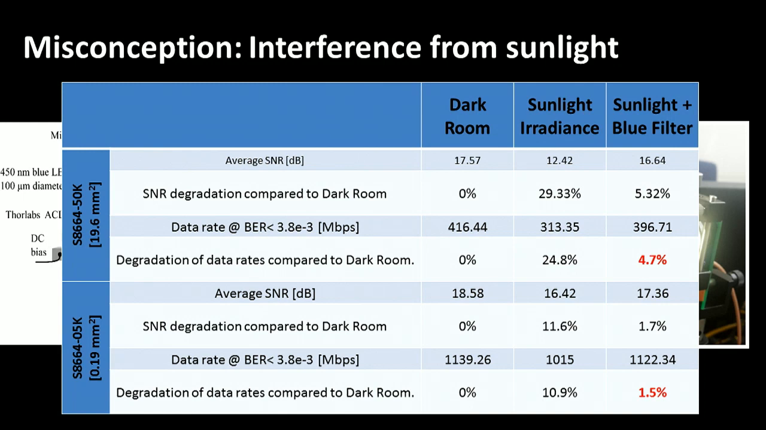The larger detector, obviously, has a larger capacitance. The data rate is naturally smaller. So the data rate dropped from 416 megabit to about 396 megabit. That's a degradation of about 4.7%. So obviously, there's larger degradation because of the larger shot noise that's generated by the sunlight, but it's only shot noise that limits the process and the SNR, not the actual sunlight itself. It's a signal that we filter out.